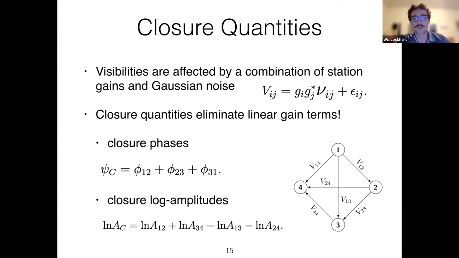An alternative approach that we used is to use what are called closure quantities. These are the closure phase and the closure amplitude, or, more conveniently, the log of the closure amplitude. They have an amazing property: if you construct these closure quantities, then the gain terms disappear from the mean of each of those quantities. That essentially happens because of how the g's appear in this formula with the conjugate. So the advantage of using closure quantities is that you've mostly eliminated the gains from your model.